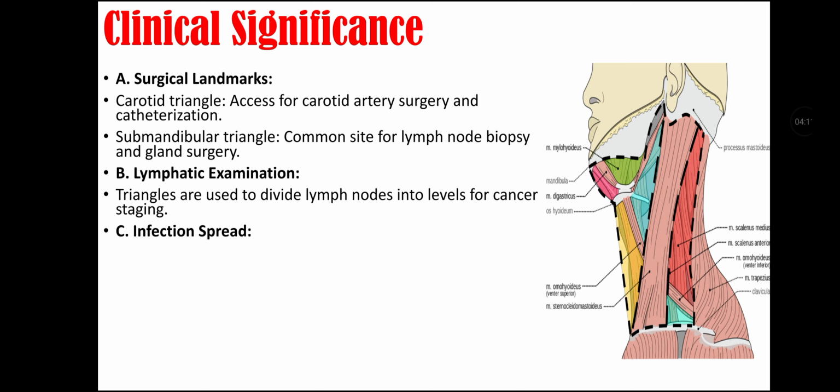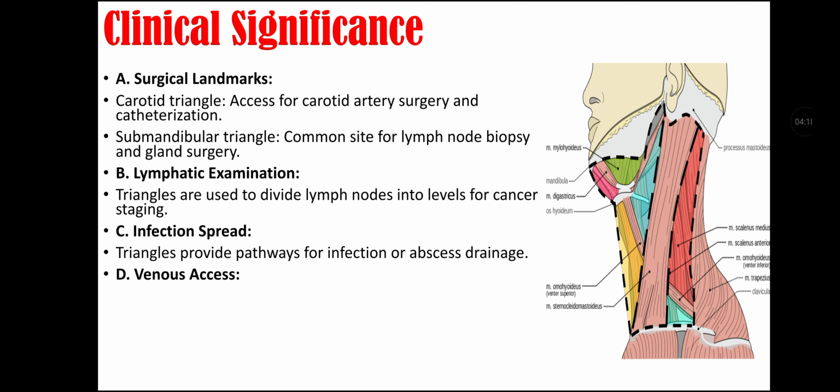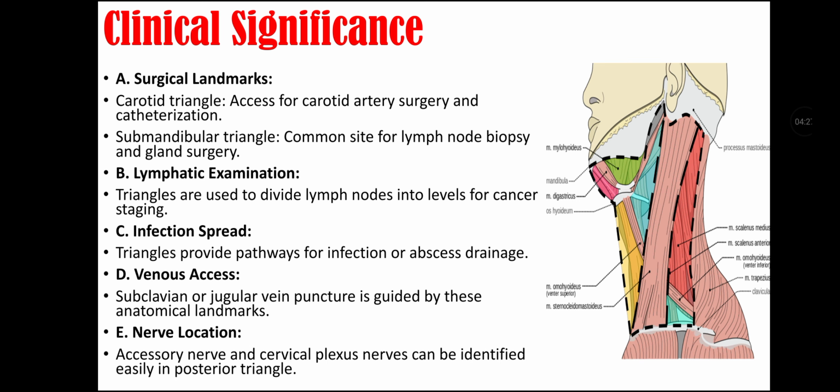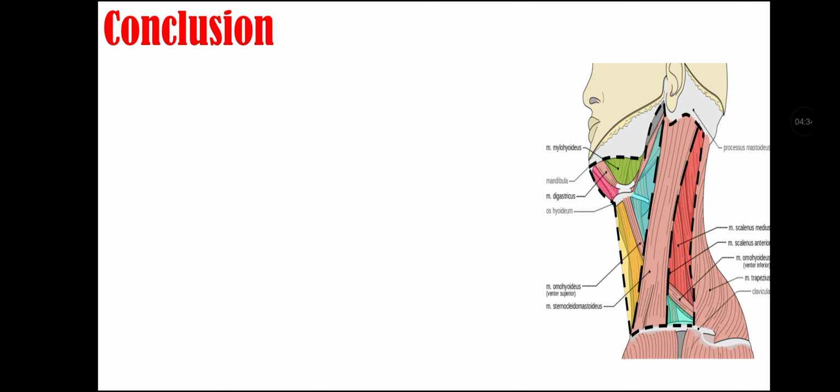Third significance is infection spread, as triangles provide pathways for infection or abscess drainage. Fourth significance is venous access, as subclavian or jugular vein puncture is guided by these anatomical landmarks. Sixth significance is nerve location, as the accessory nerve and cervical plexus nerves can be identified easily in the posterior triangle.